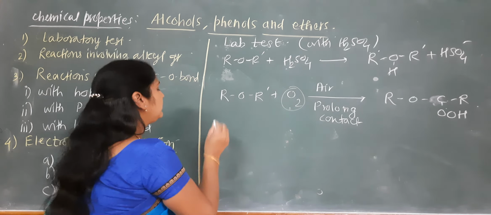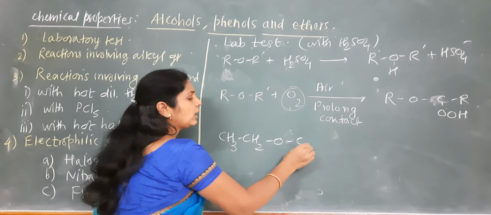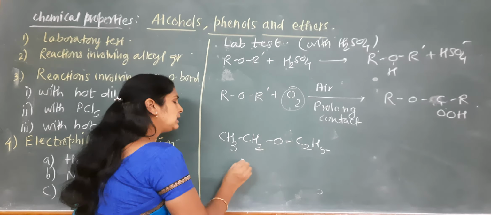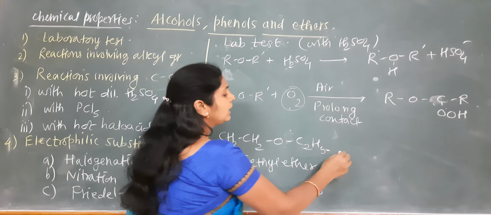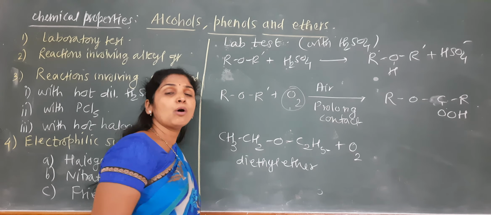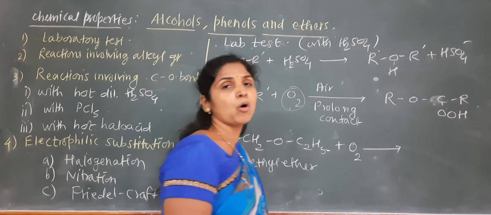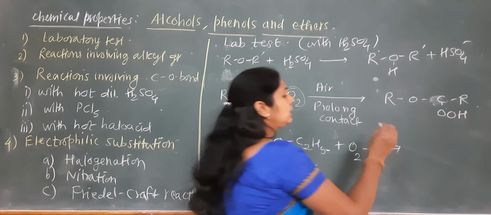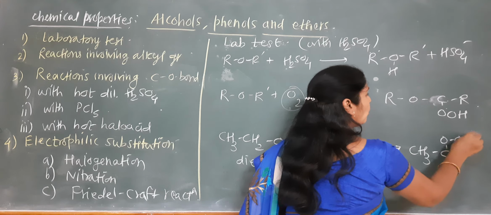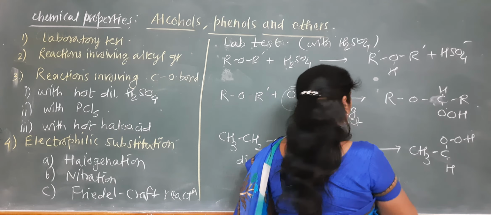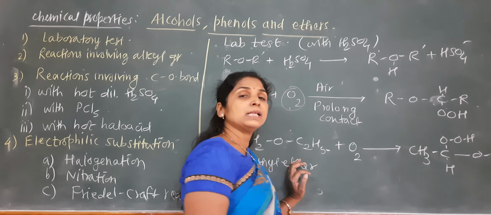For example, let us take diethyl ether. In the case of diethyl ether, if it comes in contact with oxygen for a longer time period, it gets converted into its peroxide. How is this peroxide formed? Here we have CH3CH(OOH)OC2H5, the peroxide that has been formed.